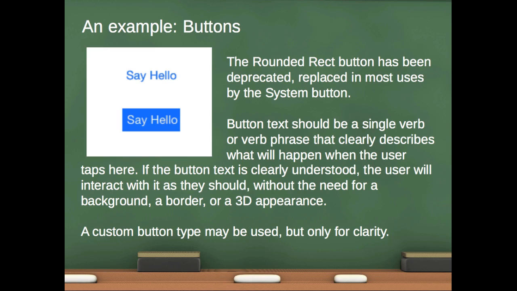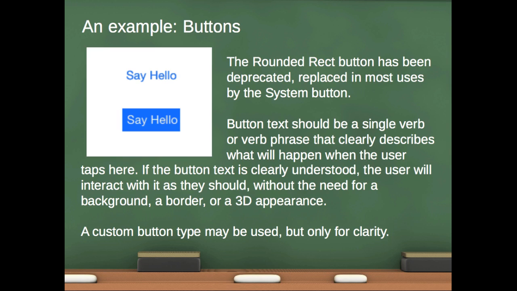The idea, again, is if the user clearly understands the button text, then the user will interact with it as they should. And you don't need all of this other stuff that takes away from the clarity of the user interacting with the content of the app. In other words, we are deferring, once again, we have deference to the content over the user interface.